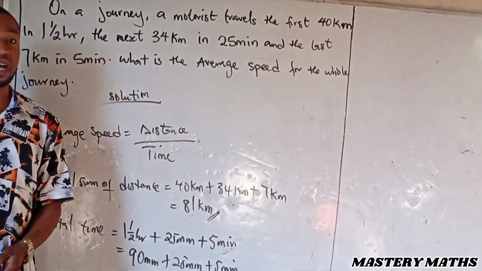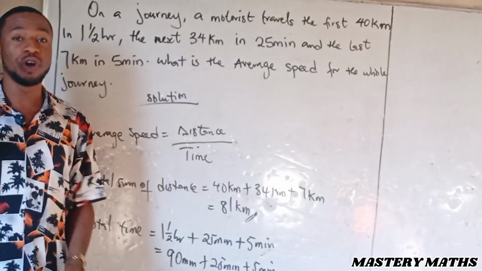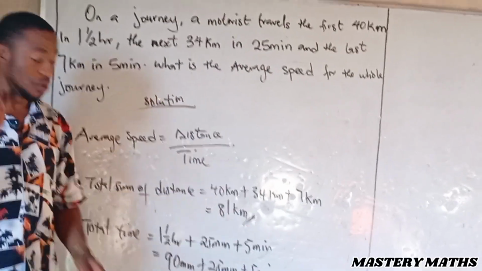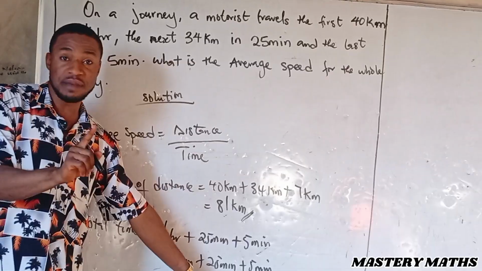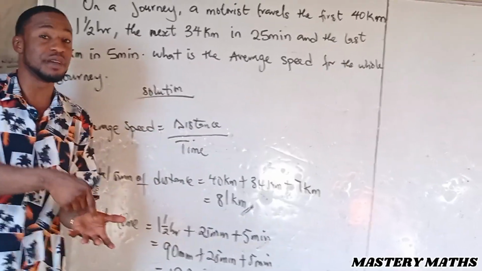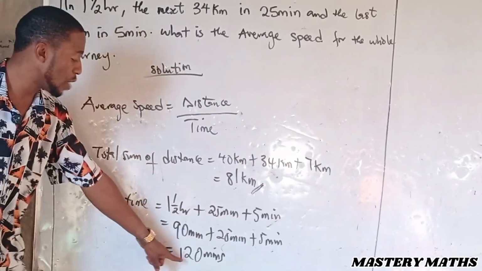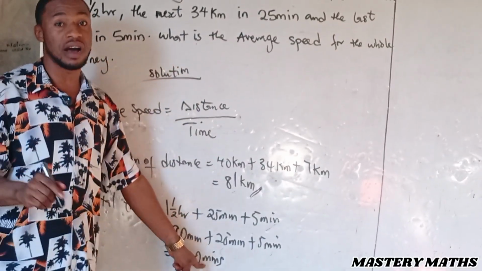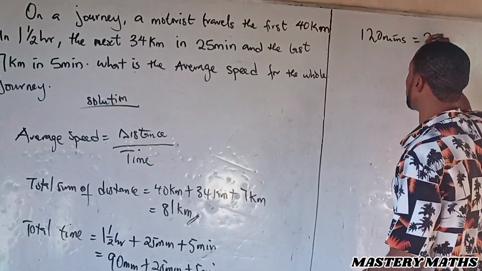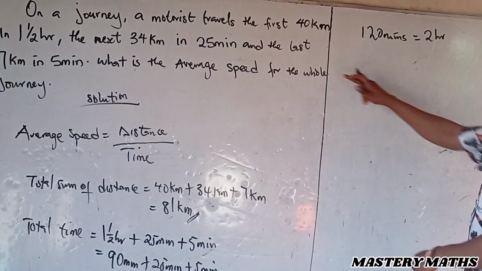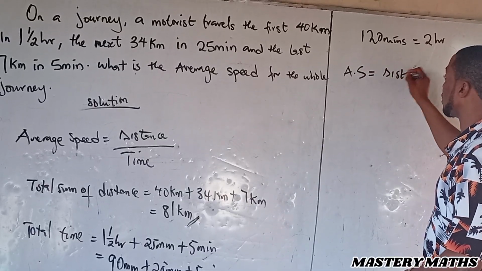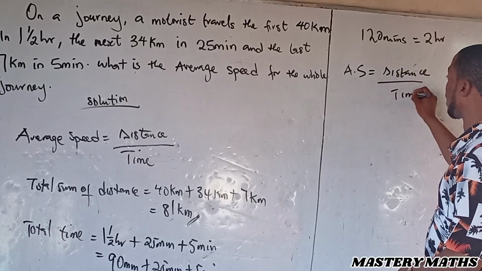If 60 minutes makes 1 hour, 60 plus 60 is 120. Remember, you have 120 minutes here. 60 minutes makes 1 hour, and another 60 added makes 120, giving us 2 hours. So changing 120 minutes to hours is equal to 2 hours. Write it down.